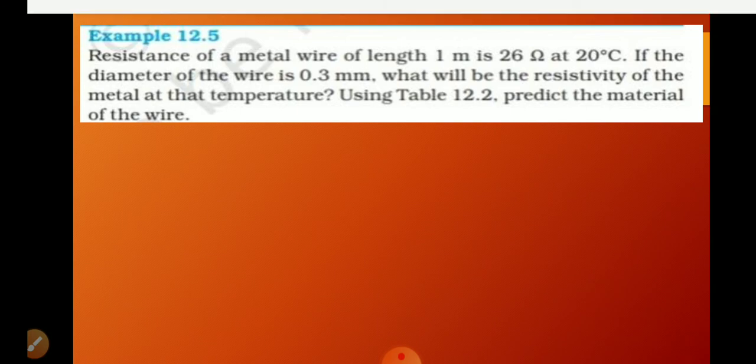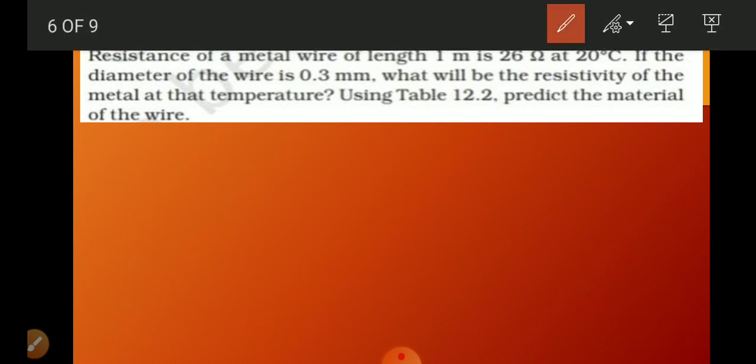First, let us see what is given. Write down length of the wire is given. So, length is 1 meter. Next, it is told the resistance of the wire is 26 ohm. Okay. Diameter of the wire is given, that is diameter is equal to 0.3 millimeter.